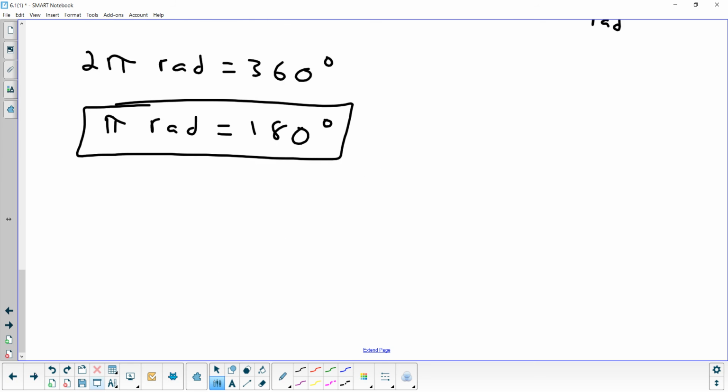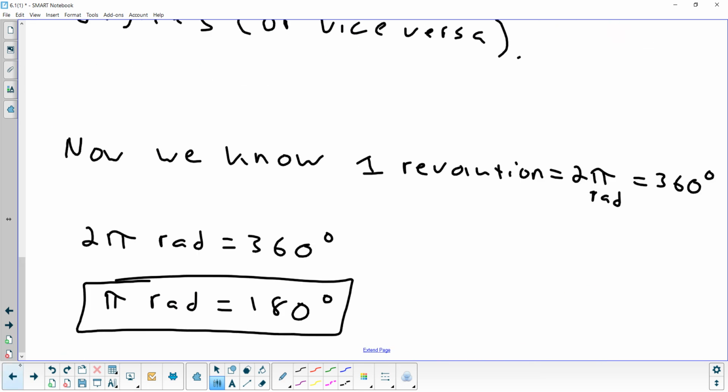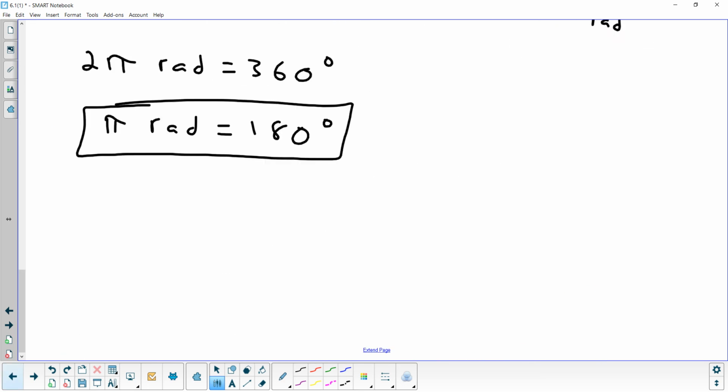Let's get a 1 on one side of this equation. Doesn't matter which side right now. Let's see if we could get a 1 on the left. What would I do on each side to get a 1 on the left? John? Divide both sides by pi. So let's divide by pi, divide by pi.